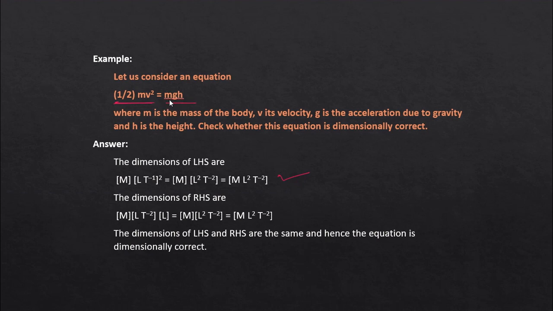What is the dimension of m? It's M. The dimension of g: G is the acceleration, so acceleration has the dimension LT minus 2. And height has the dimension of L. So if we multiply, we get ML2T minus 2. Since this LHS and RHS are equal, the dimensions are the same, hence the equation is dimensionally correct. Okay.